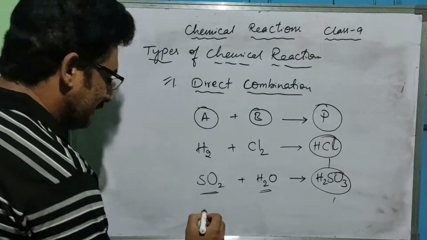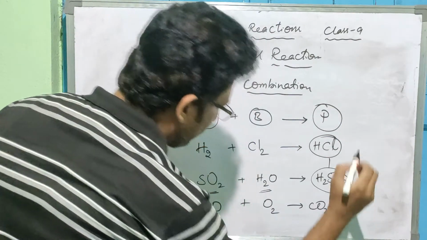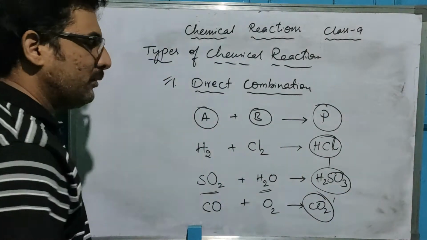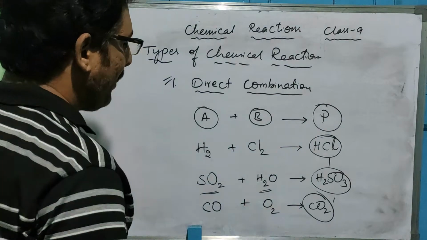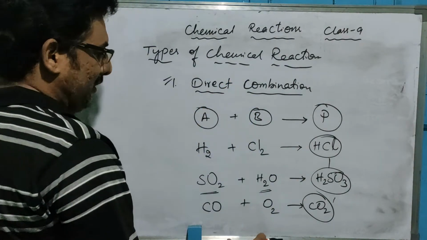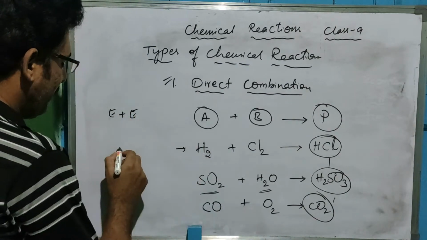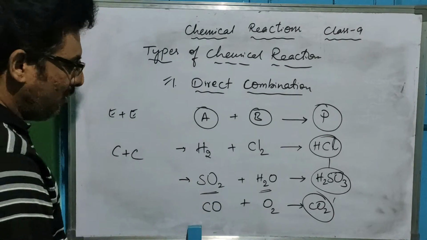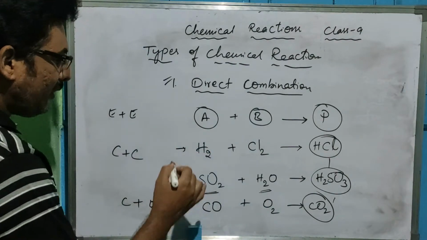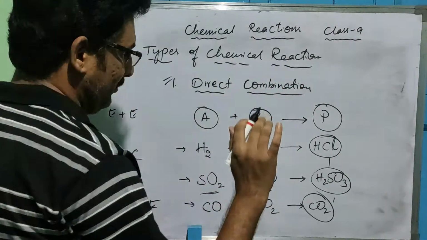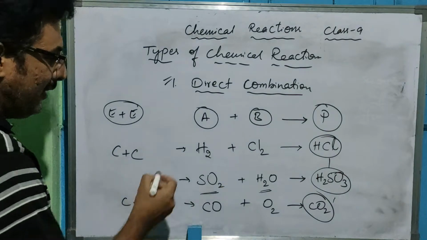Let's see another example. Carbon monoxide plus oxygen will give us carbon dioxide. Even here you get only one product, so it is also an example of direct combination reaction. In this reaction, the reactants can be element plus element, or compound plus compound, or compound plus element.